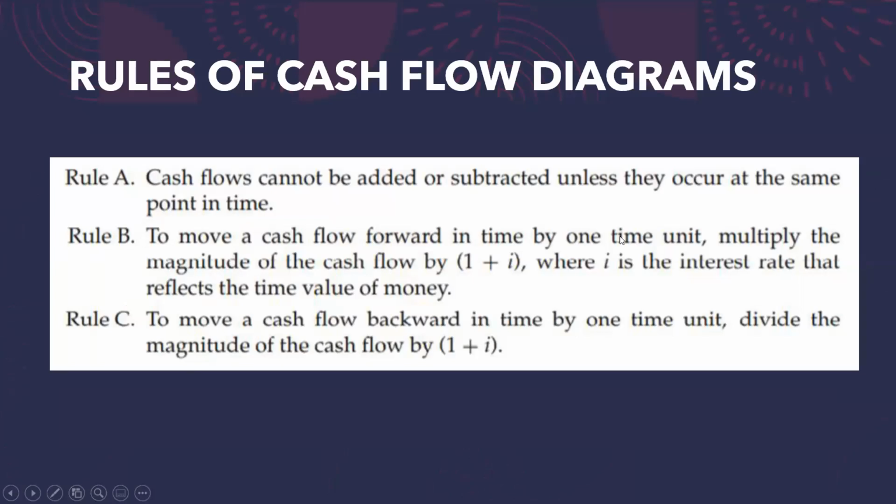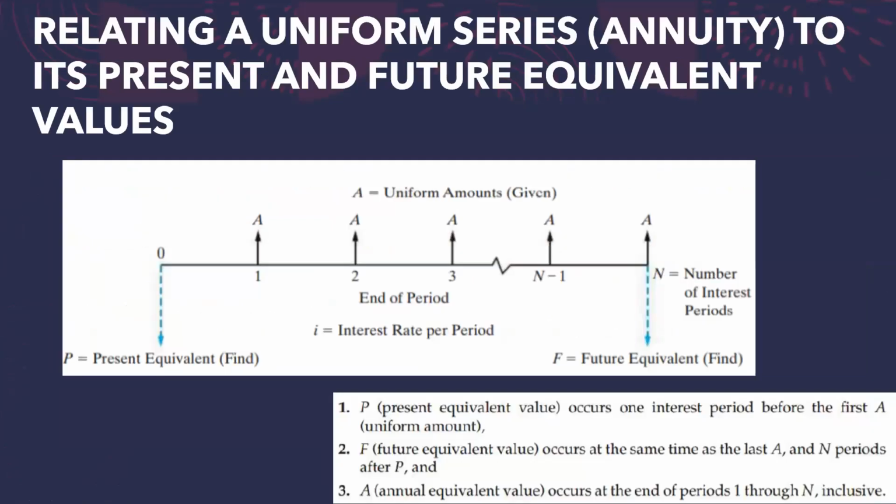Okay, so these are the 3 main rules that we should follow in order to deal with these cash flow diagrams. Now, relating a uniform series, what we call an annuity, to its present and future equivalent values. In this uniform series, at the end of each year or each time period, we get a uniform amount of value. It can be either cash inflow or cash outflow, but a uniform amount. For example, 5,000 after 1 year, another 5,000 after the second year, another 5,000 after the third year, likewise the uniform amount.